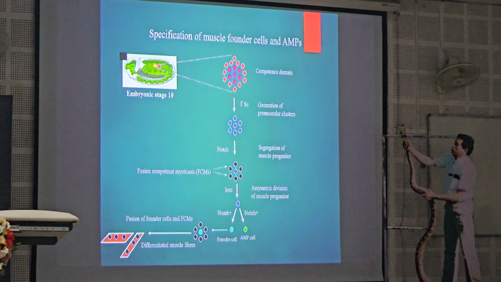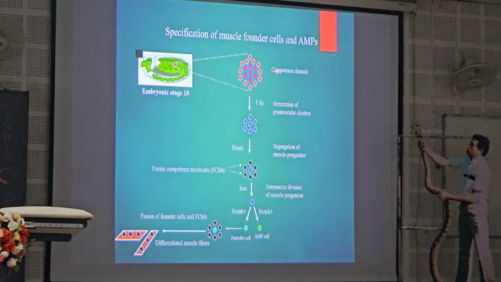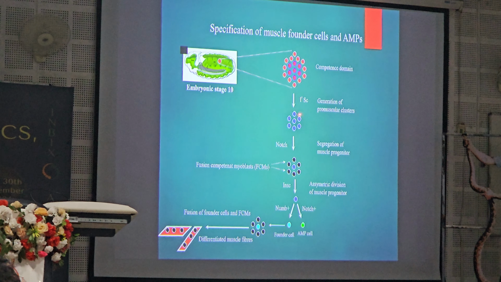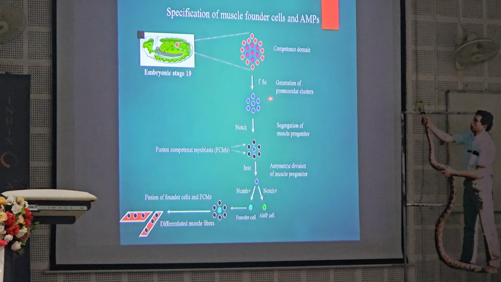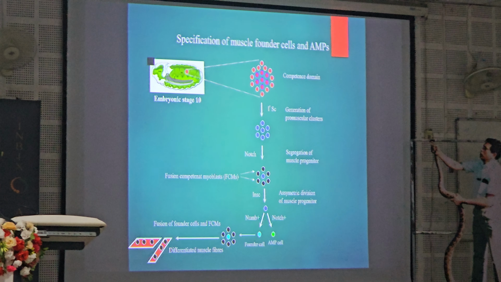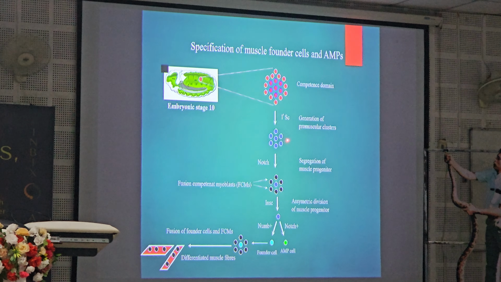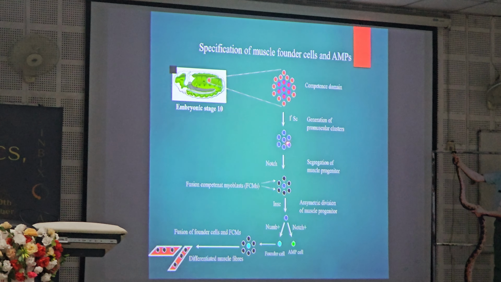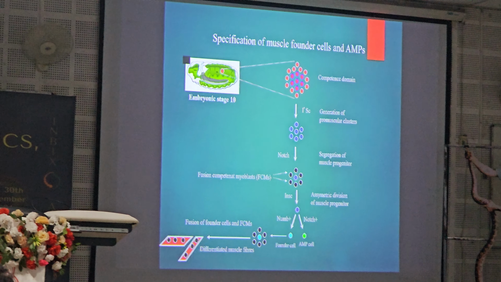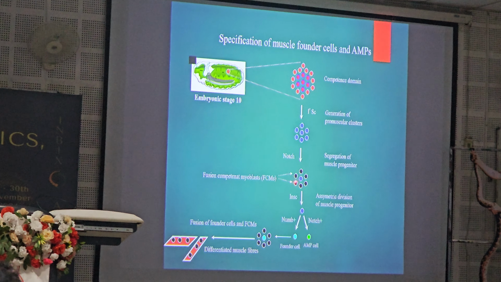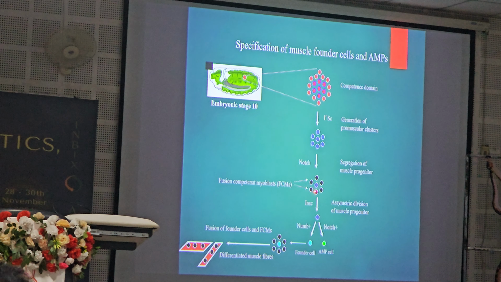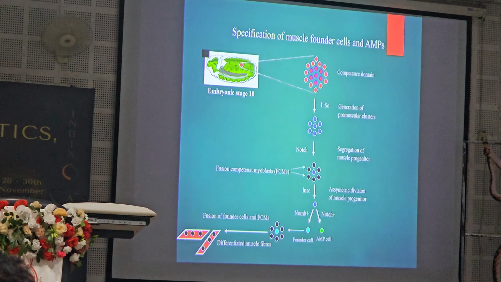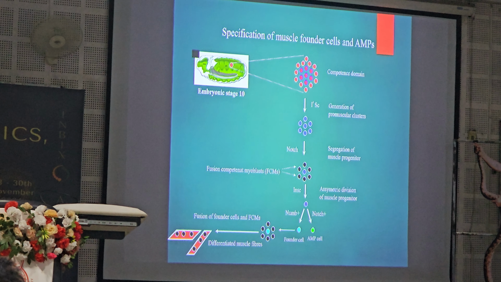If you see the mesoderm band of the Drosophila embryo, there is something called the competence domain, which gives rise to these muscle tissues. From the competence domain, you have formation of promuscular clusters due to asymmetric division and lateral inhibition by genes like Lethal of scute, and with the help of the Notch signaling pathway. This promuscular cluster gives rise to muscle tissue. Finally, with Notch signaling, one cell becomes the muscle founder and another becomes a fusion competent myoblast.